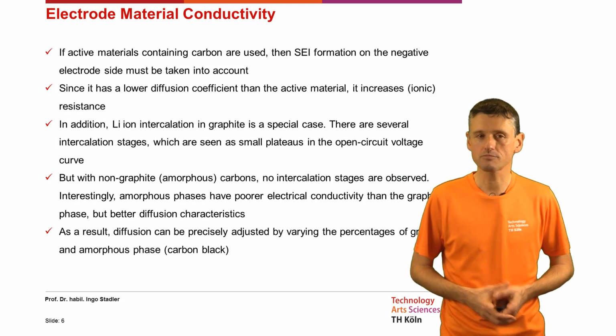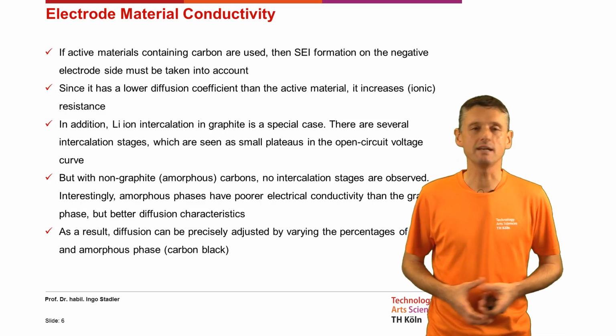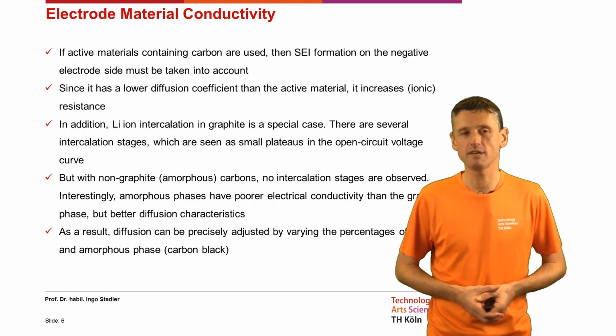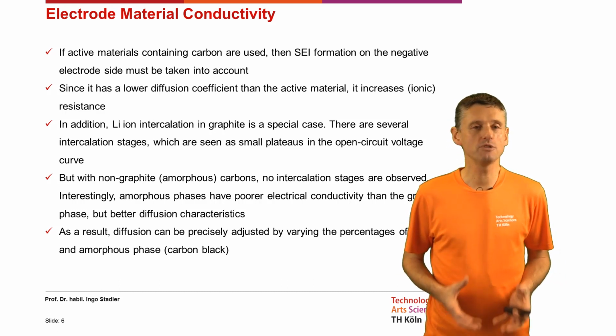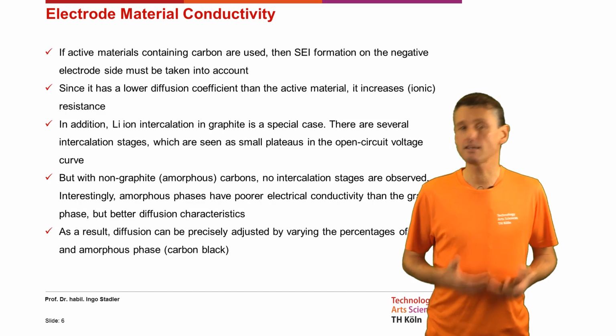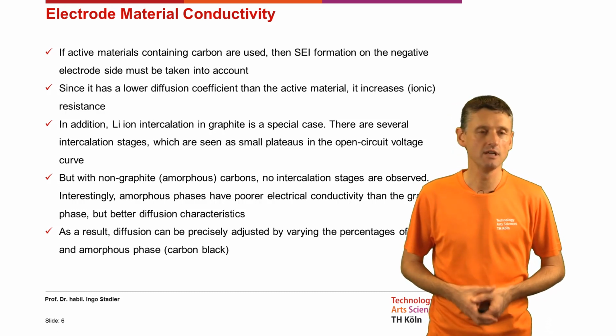diffusion. If active materials containing carbon are used, the SEI formation on the negative electrode side must also be taken into account. Since it has a lower diffusion coefficient than the active material, it increases the ionic resistance.